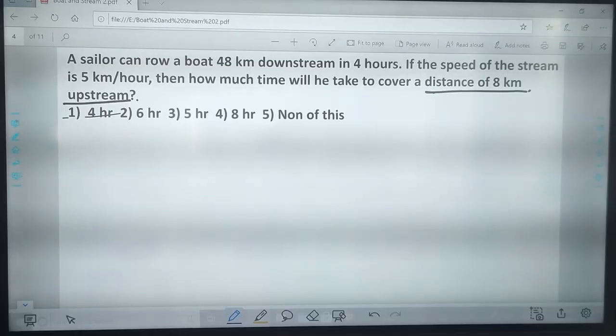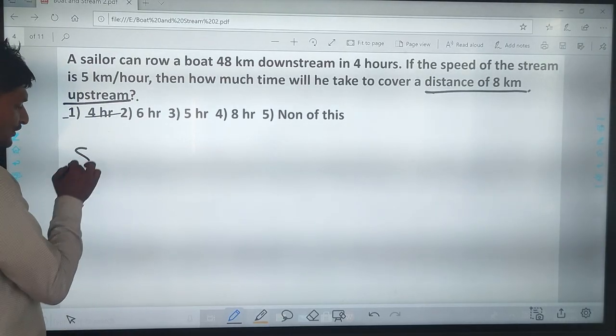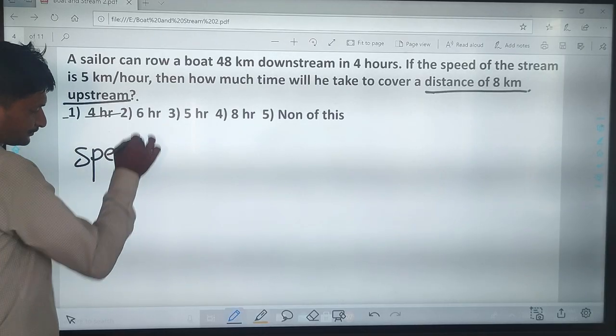Here firstly we find the downstream speed, the speed of the boat downstream.